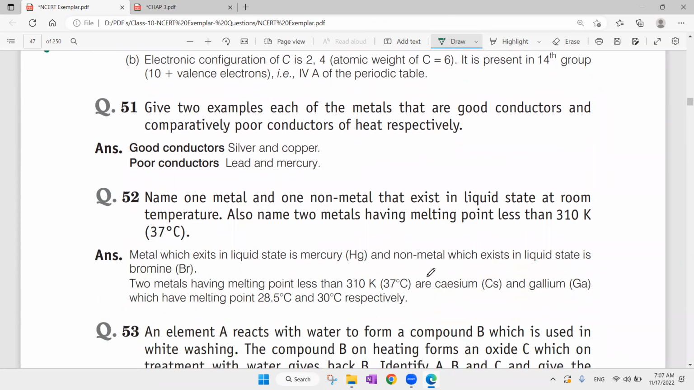51st question. Give 2 examples each of metals that are good conductors and comparatively poor conductors of heat. Good conductors of heat: silver and copper. Poor conductors of heat: lead and mercury. Done. But you should get a doubt.